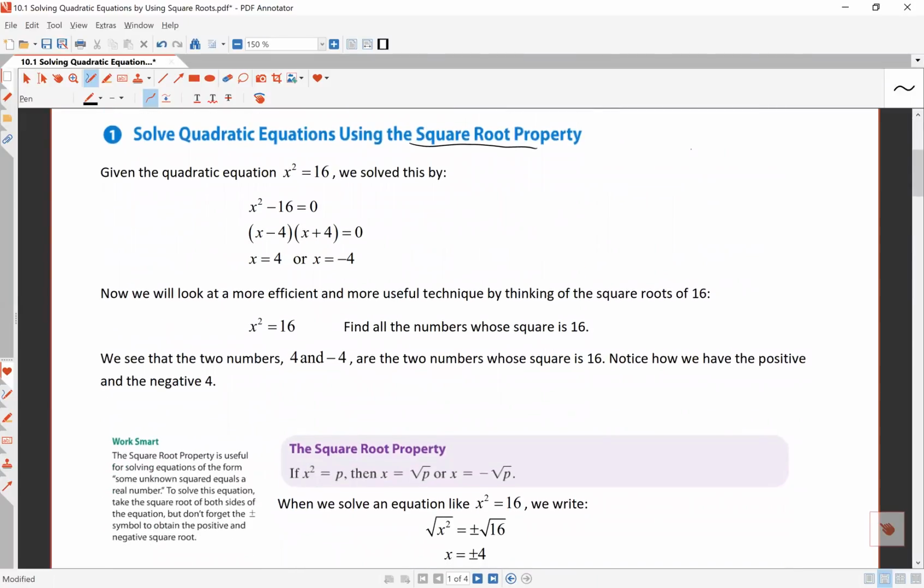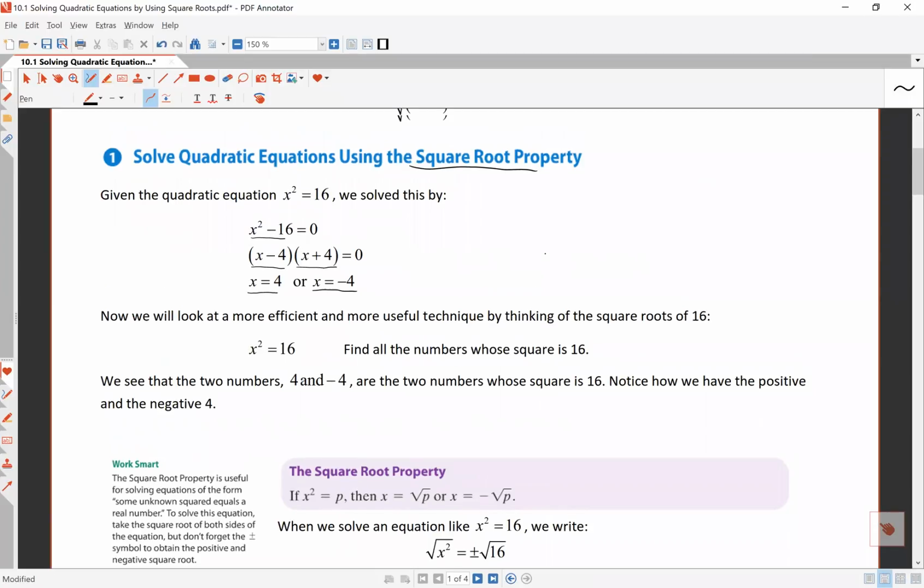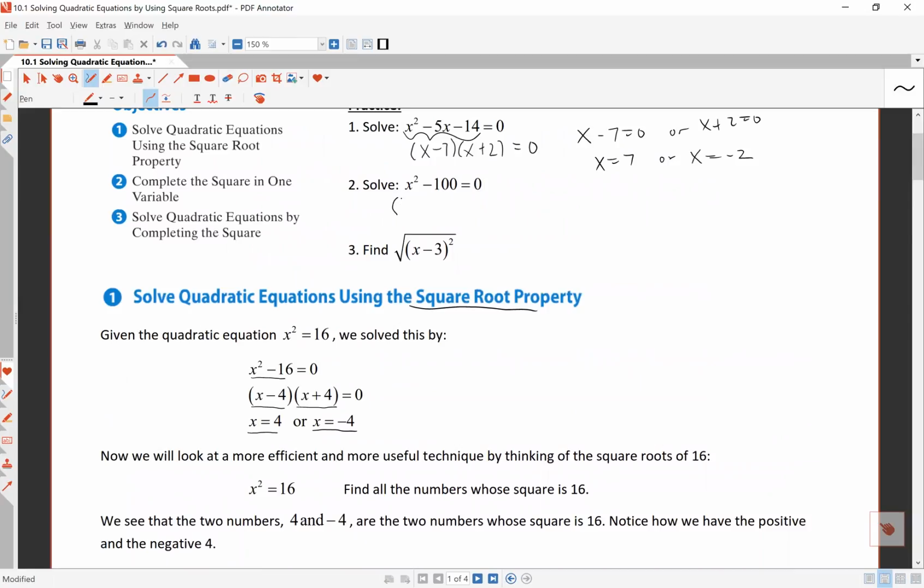Given the quadratic equation x squared is equal to 16, we solve this by subtracting 16 from both sides and then factoring x squared minus 16, difference of squares, as x minus 4 and x plus 4, giving us the two solutions, x equals 4 or x equals negative 4. So we saw that anytime we had the difference of two squares, it would factor as a plus and a minus of those square roots, giving us x is equal to 10 or negative 10.